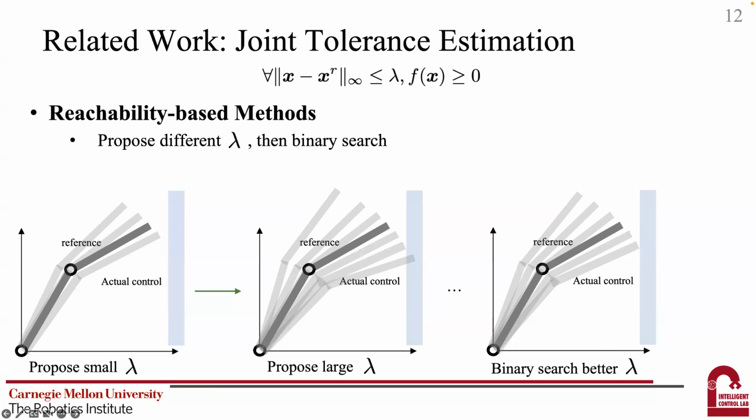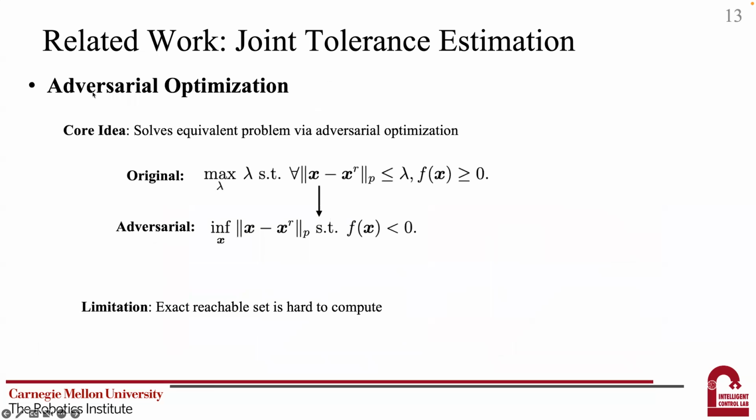Besides the reachability-based method, adversarial optimization can also solve an equivalent form of our original problem, which finds the smallest possible deviation such that the constraint is about to be violated. Numerically, this equivalent form is easy to solve since it can be directly fit into the existing optimization solver. However, due to the local optimality introduced by the complexity of the constraint, it is challenging to find a lower bound for the adversarial problem.